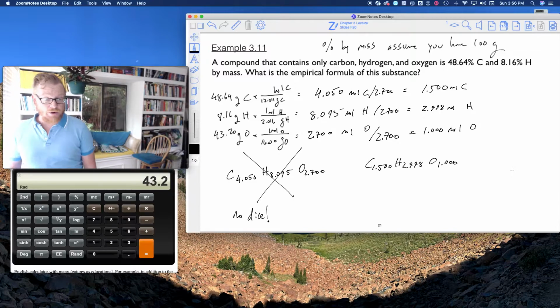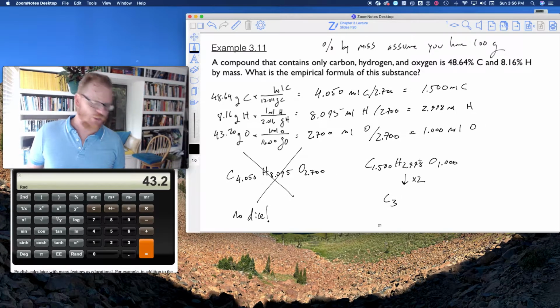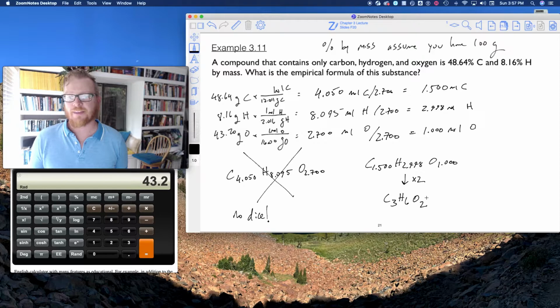That's getting a little bit better, okay? But I still can't have that 1.5 carbon. So what I'm going to do is say multiply by 2. That's going to give me C3, H 2.998. That's safe enough to assume that's 3. But if I multiply by 2, it's going to become 6. And then multiplying this by 2 gives me O2. And this is my empirical formula.